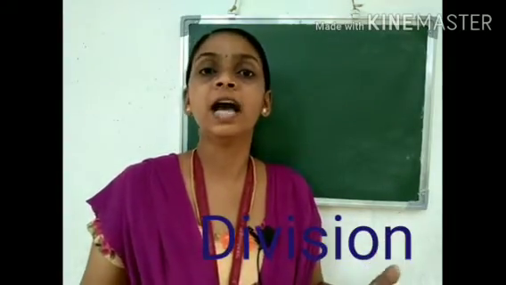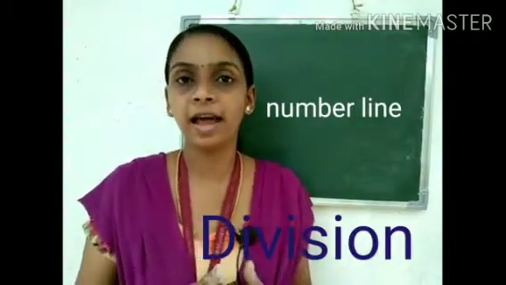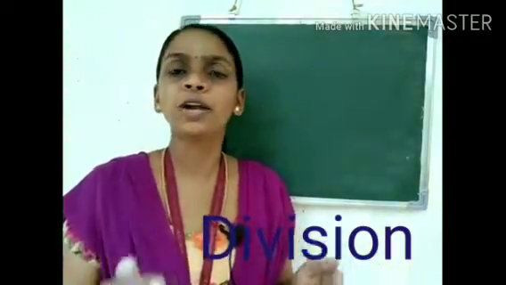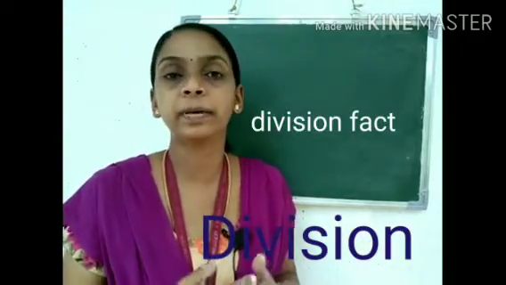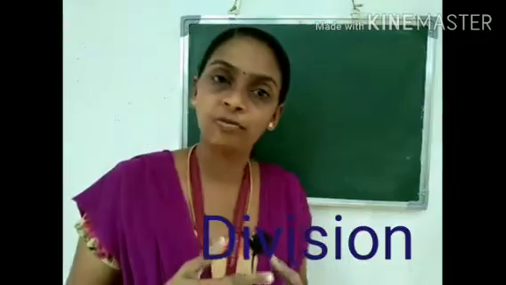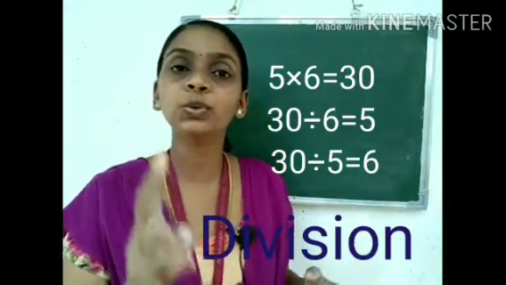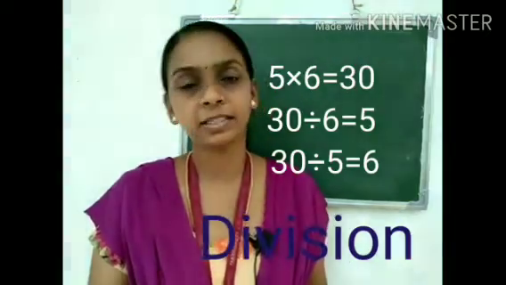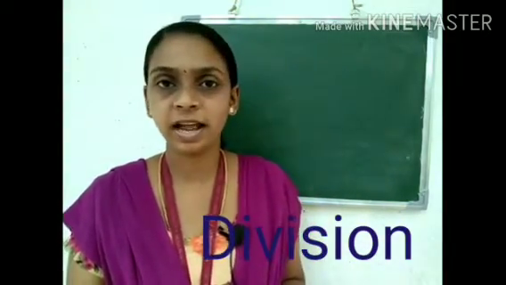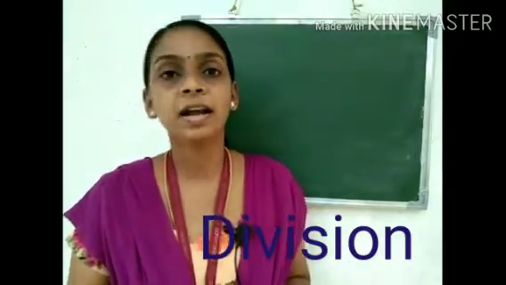And we studied how to do division on a number line. And next we studied how to write the division facts of a given multiplication fact. That is very easy. If we are given a multiplication fact, we can write two division facts of it. If you have any doubt, please feel free to call me and I will clear your doubts. You have to write the notes and do the exercises given in the textbook.